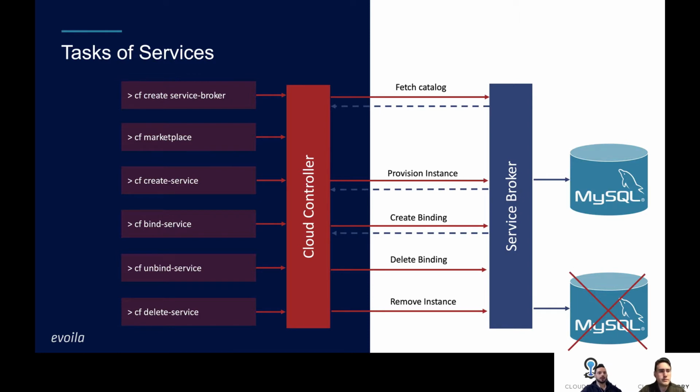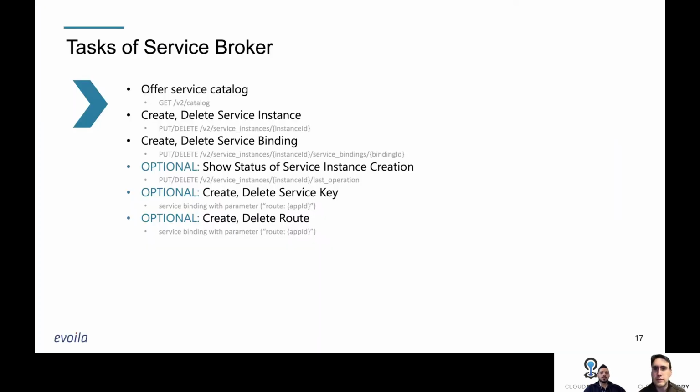I will use the cf marketplace command, and then I will use cf create-service to provision an instance of my service. And then I will use the cf bind-service command to create the binding with my application, or unbind-service to delete the binding. And then in the end, to remove the instance, I will just type cf delete-service. And every step that we see here will produce a REST API call to the service broker.